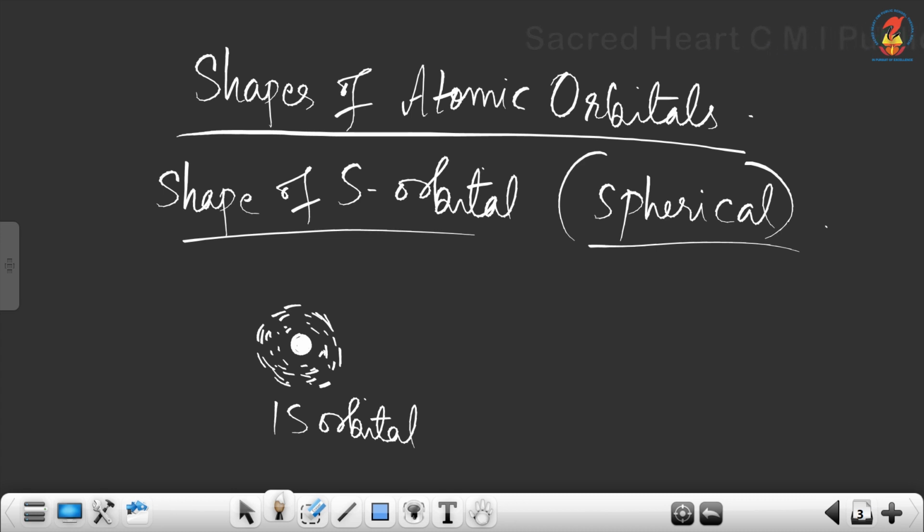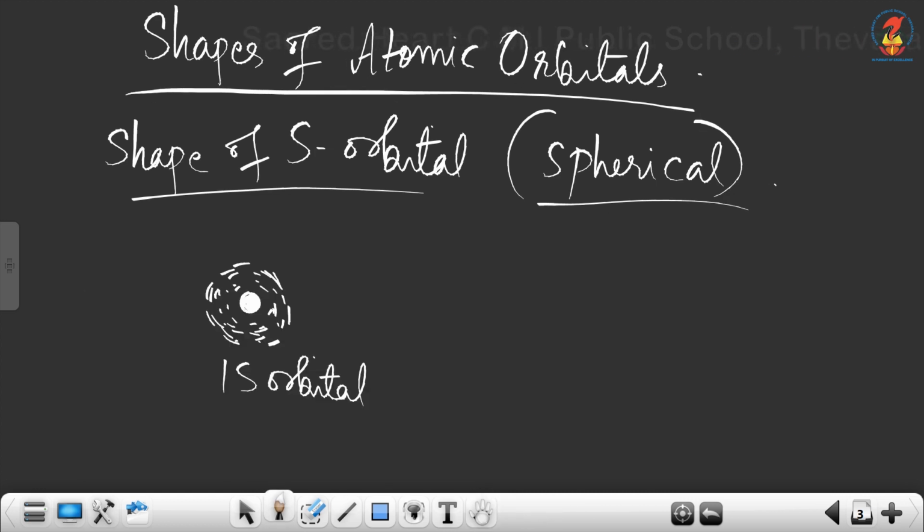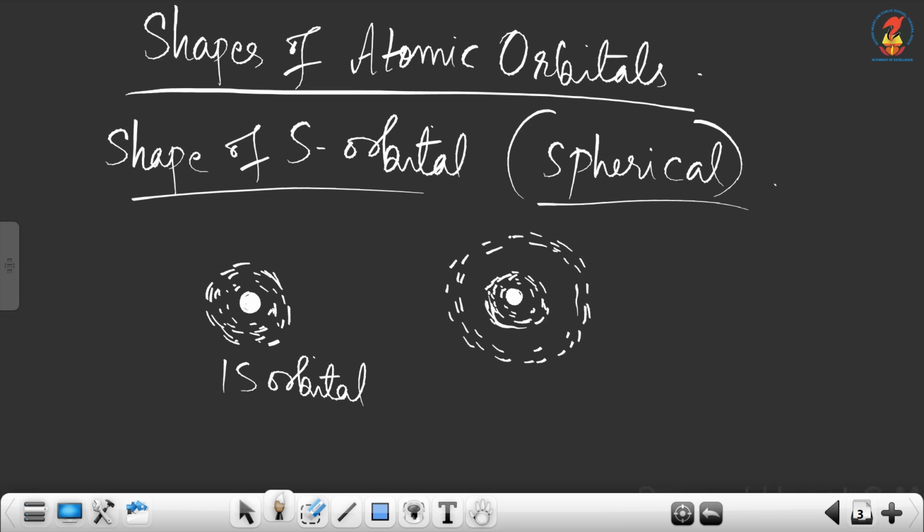Now, I am going to draw the shape of 2s orbital, and you can see the shape is spherical in shape. 2s orbital means first in the middle we have the nucleus, close to the nucleus we have 1s orbital. Here we have maximum probability of finding the electron. Now, we have vacant space where the probability of finding electron is 0. Again, after that space we have more probability of finding the electron, and so this is our 2s orbital. So, this is the shape of 2s orbital.